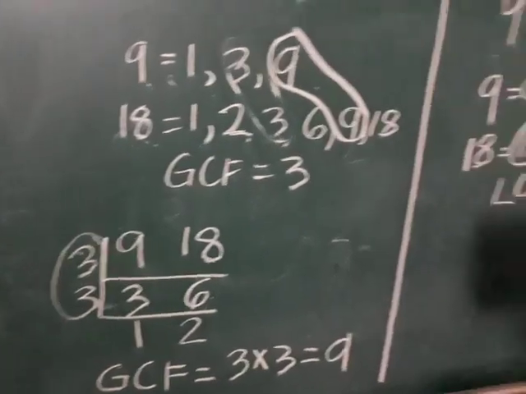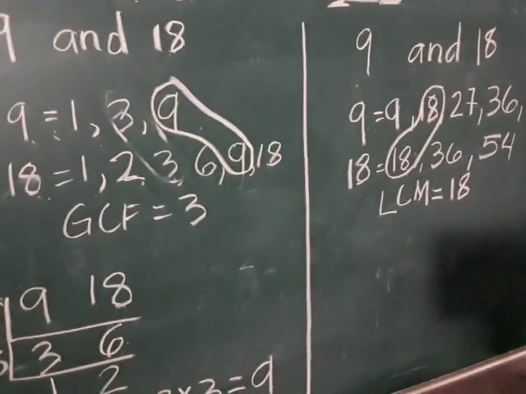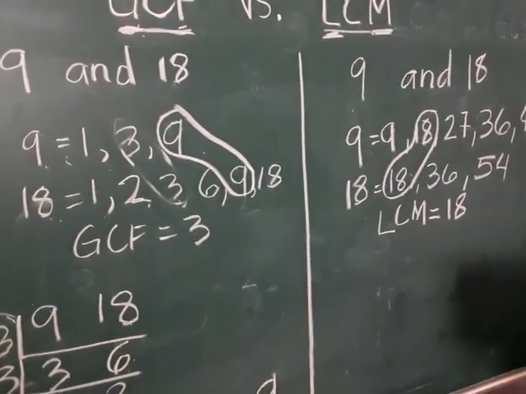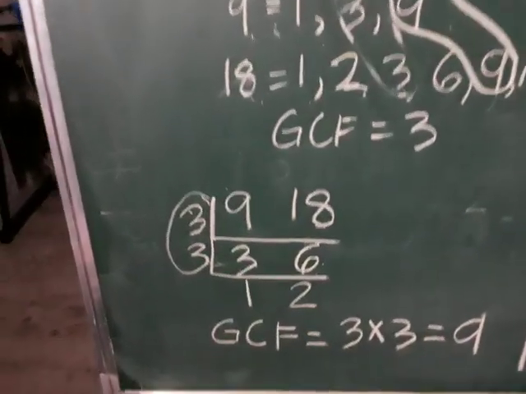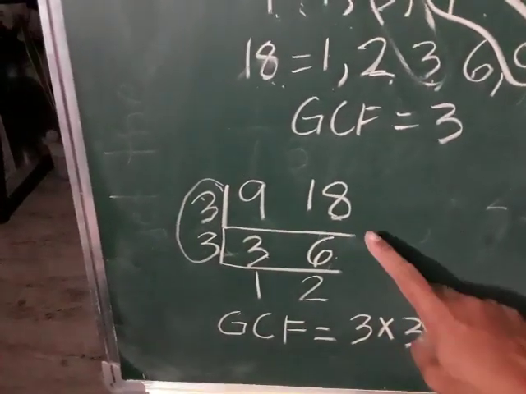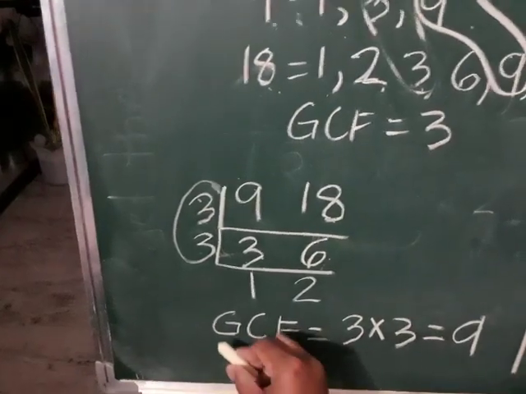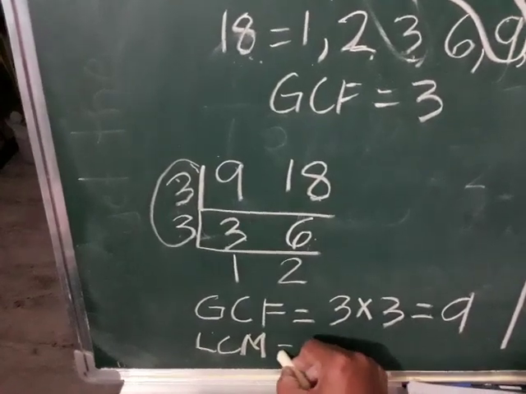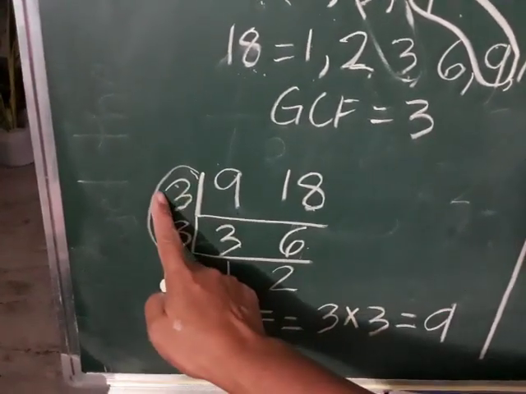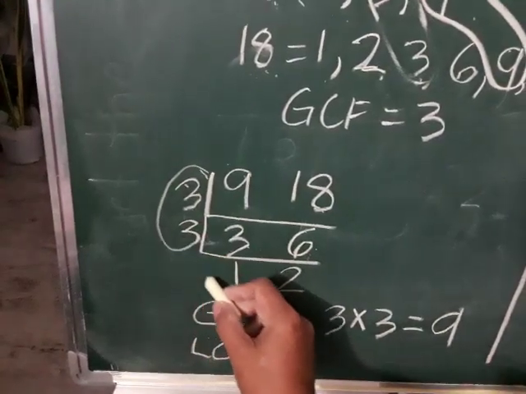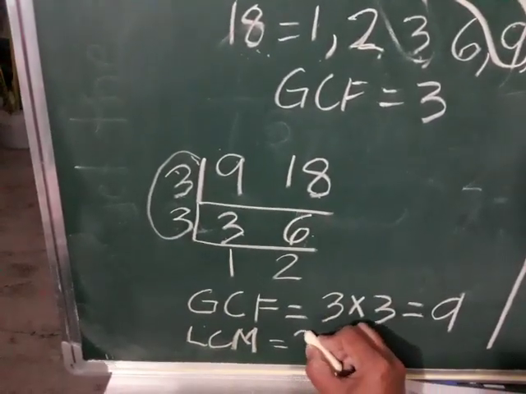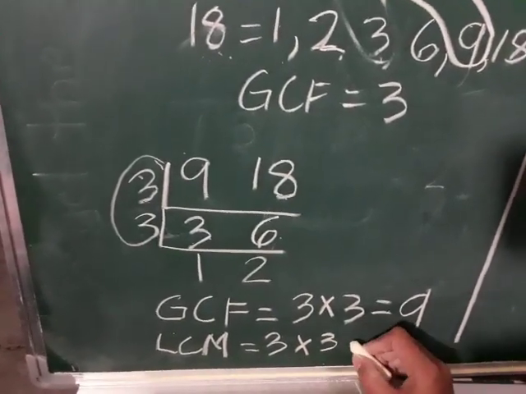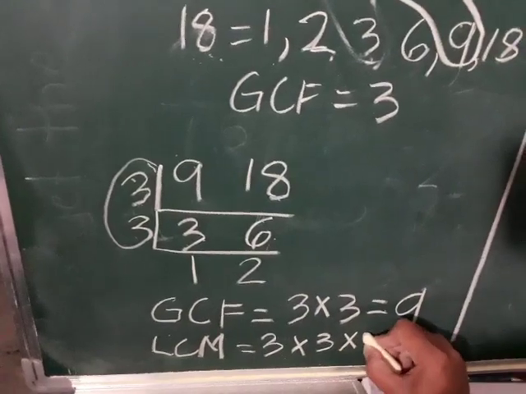Now, how to get the LCM? Okay, the LCM using continuous division. Okay, so let's just use this one. How? So our LCM is equal to multiply everything that is outside the box. So we have 3 times 3 times 2.